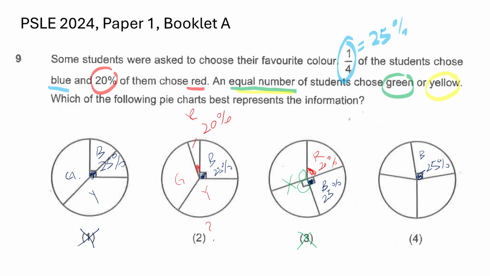And option number 4. There's a right angle here, so this will be our blue, 25%. And there's a small piece here, which is quite close to 25%, so this will be our red, and it's actually 20%. And there are two pieces here that are about the same size, so let's call this the yellow and the green. Right, based on options 2 and 4, option 4 is a better representation. So our answer should be option 4.